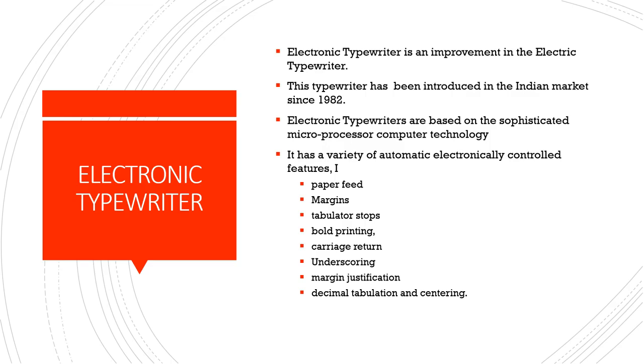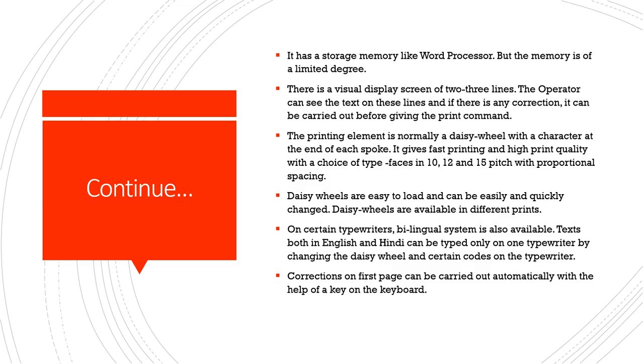It has a variety of features like you can automatically feed the paper on the machine. It can give different types of margin spaces: left, right, top and bottom. Tabular stops we can give, tab space we can give, border printing we can give, bold printing we can give. Carriage return, it means the backspace key is also there. Underscoring, we can also press the underscore sign. And margin justification, we can justify in left, right, top and bottom directions. Decimal tabulation and centering. Center spacing is also available.